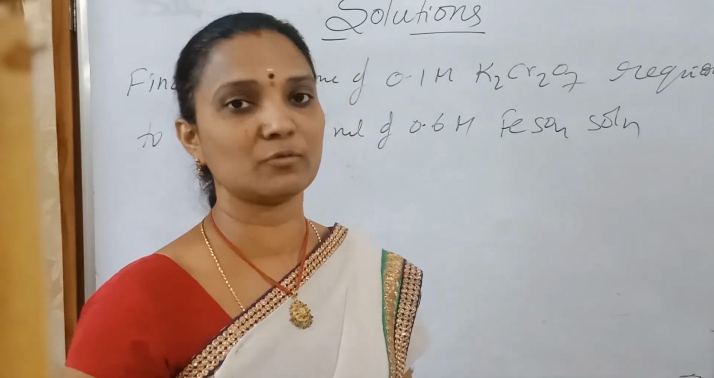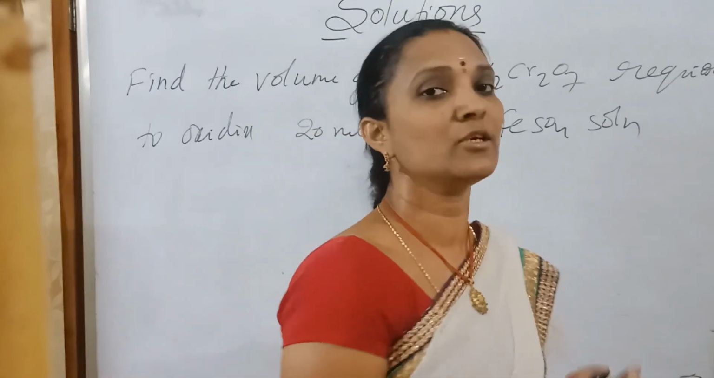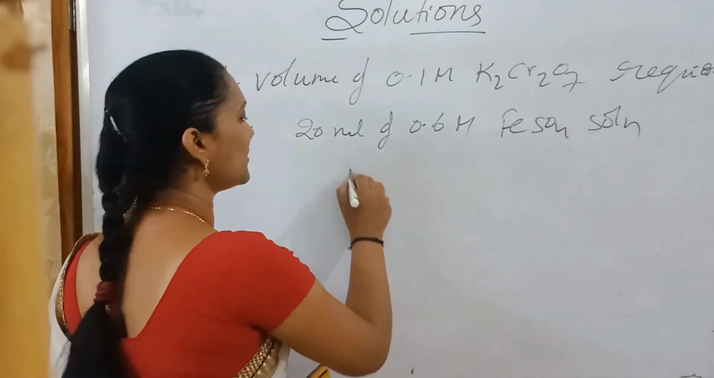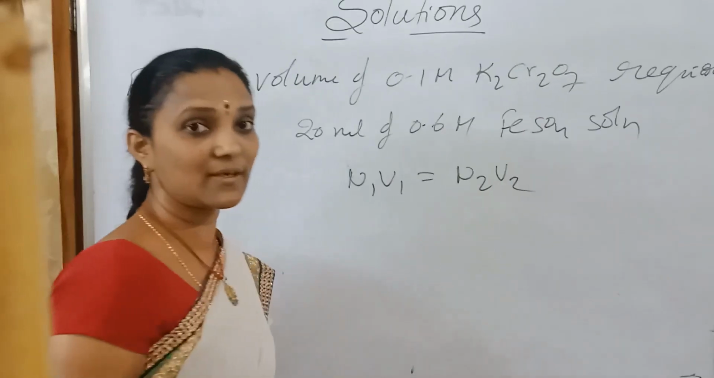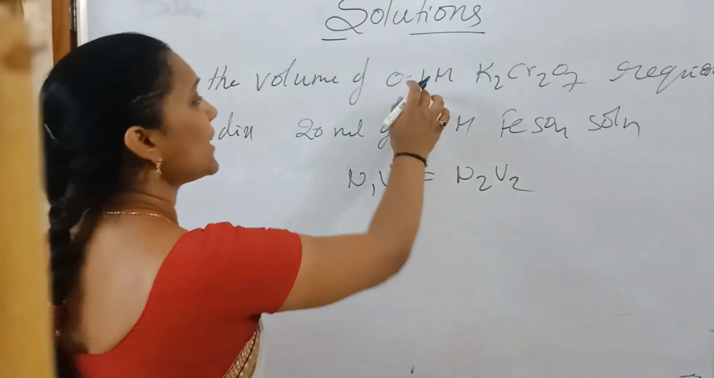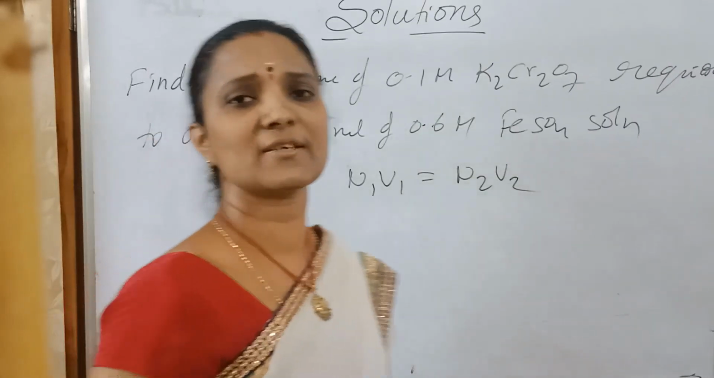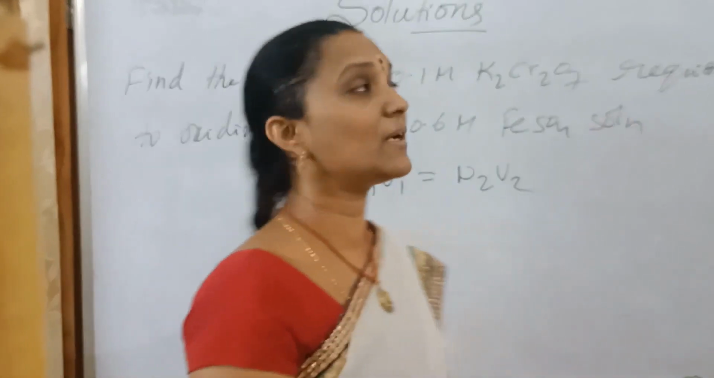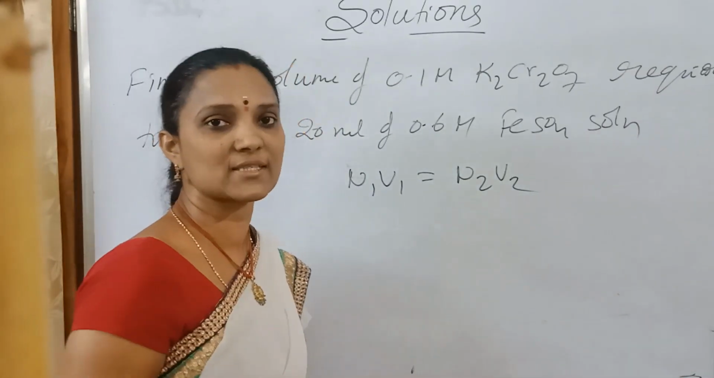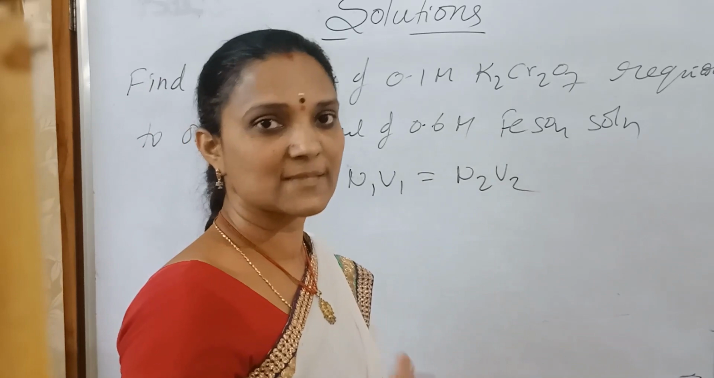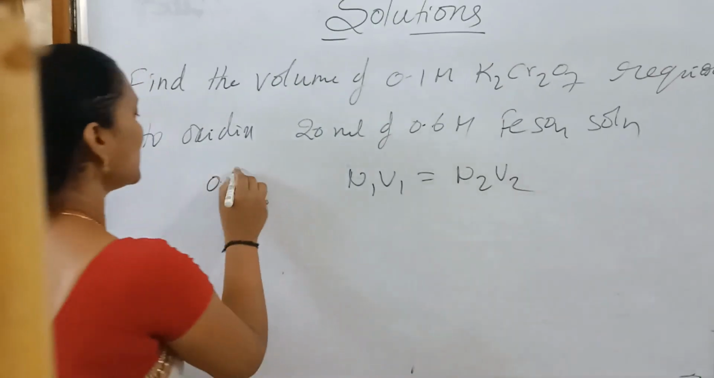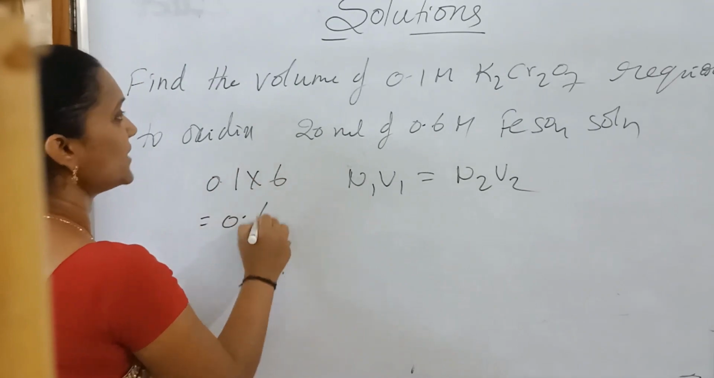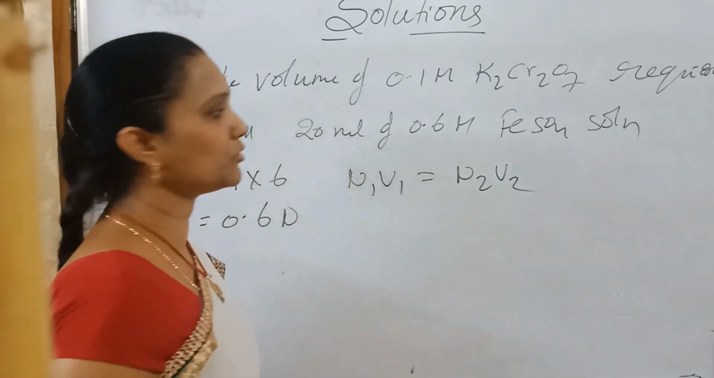Again n1, n2, we should write the reaction and balance the reaction. We are not using that. Then what is the formula? N1 V1 is equal to N2 V2. So convert this into normality. K2Cr2O7 always has 6 electrons transferred. Equivalent mass is molecular mass by 6. What is the n factor here? 6. So 0.1 into 6, 0.6 normality. Converted to normality.